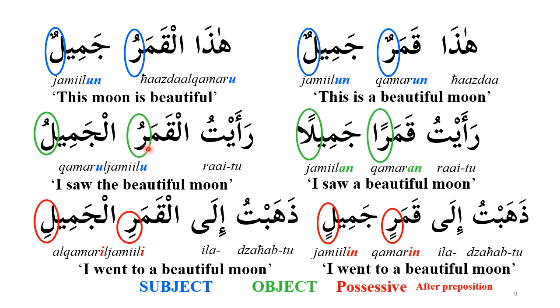the objective case. Okay, and for the possessive case or after a preposition, they become what is known as majrur, with a double kasra. Dhahabtu ila qamarin jamīlin. So see, dhahabtu ila qamarin jamīlin and dhahabtu ilal qamaril jamīli. So the kasra becomes single in case of the al, because it is specific, right?